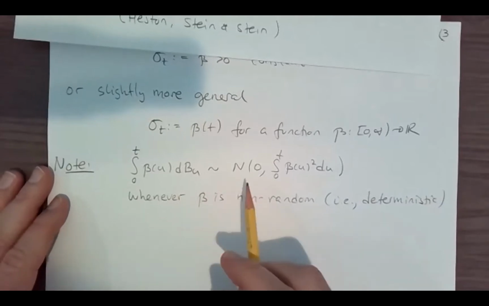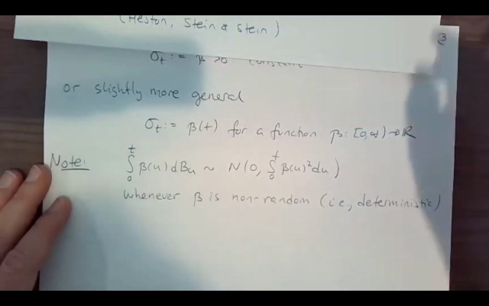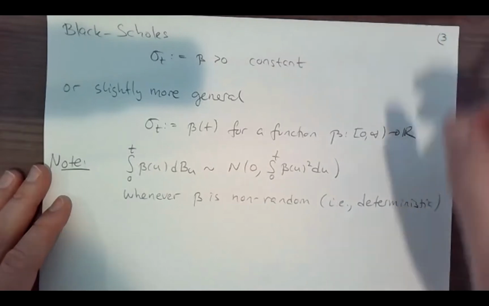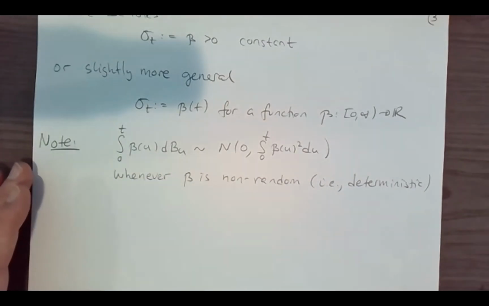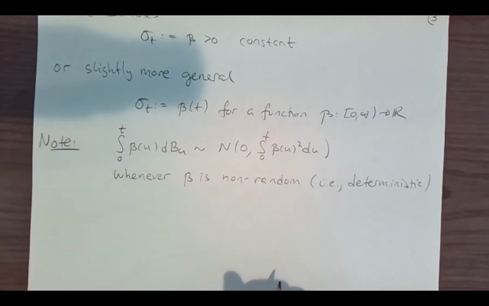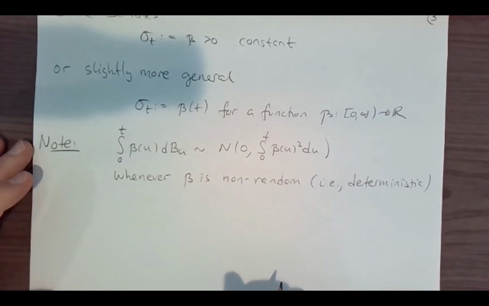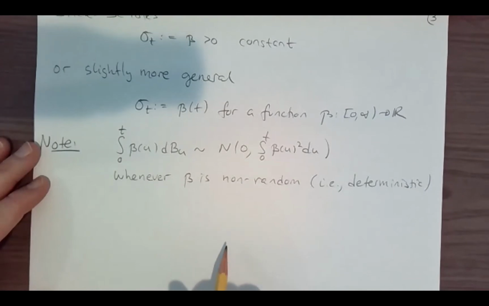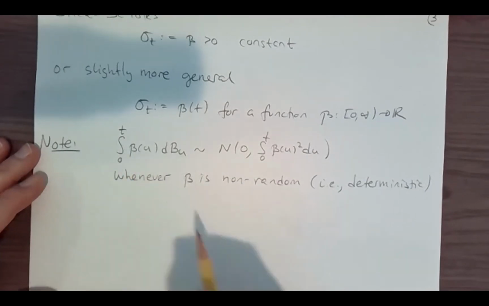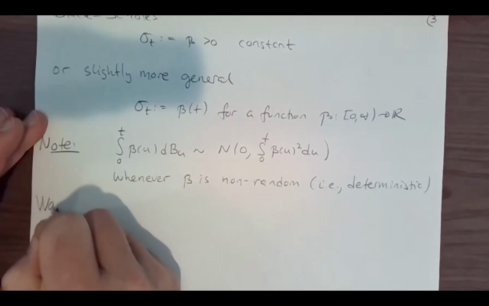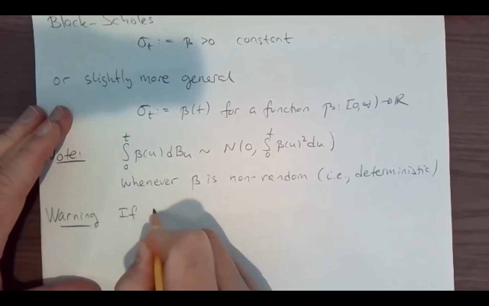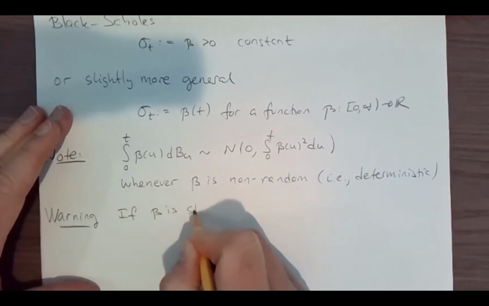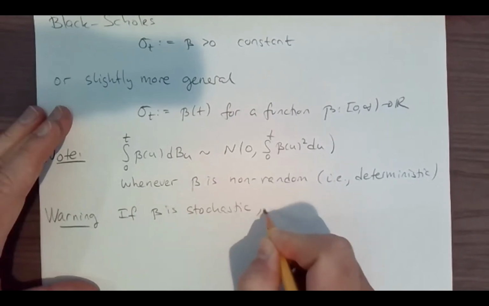Have you guys seen a result like this one in your previous stochastic calc classes? Sherry says that you've seen this in Math Finance too. That's great. And then just a warning: if beta is stochastic, it fails.